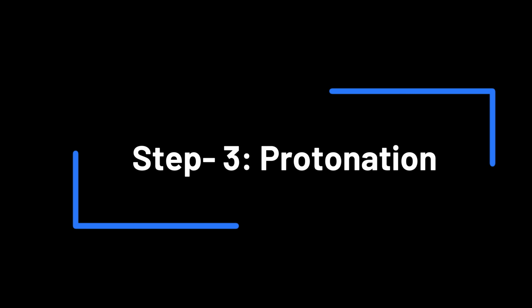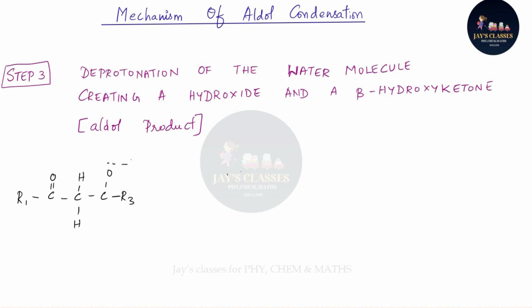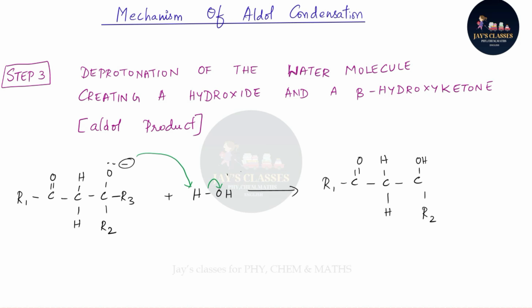Step 3. Protonation. Finally, the alkoxide ion undergoes protonation by a water molecule, forming a beta hydroxy ketone, also known as the Aldol product. The protonation step is facilitated by the presence of hydroxide ion which acts as a base. The resulting beta hydroxy ketone is the final product of the Aldol condensation reaction.